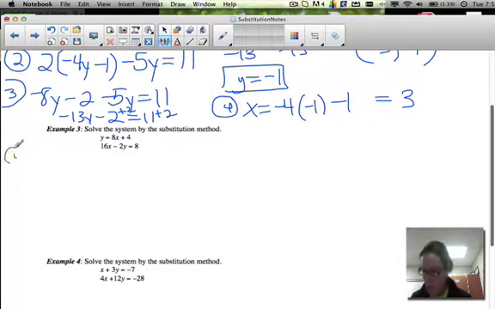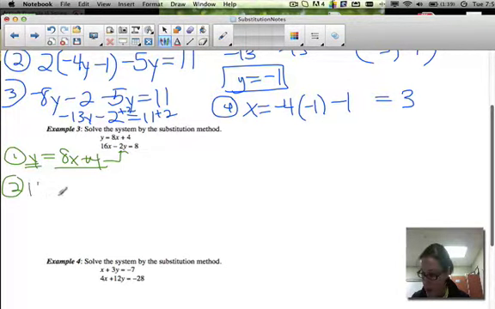Step 1 says get a variable by itself. So if I look at my two equations here, my first equation already has y by itself. So step 1 is already done. Step 2 says substitute that in to the other equation. So I'm going to take this 8x plus 4 and substitute it in for y of my other equation, because that's what it says y equals. So 16x minus 2 times 8x plus 4 equals 8.